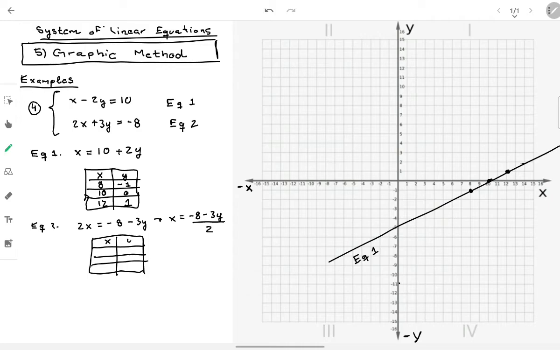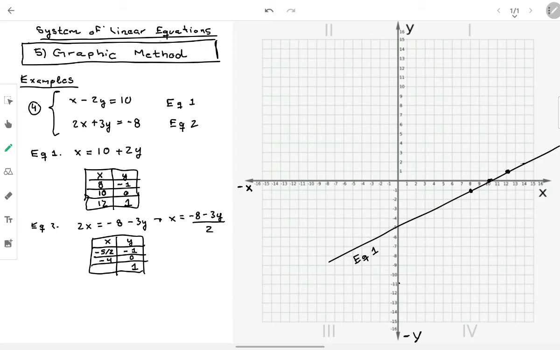So x, y. So let's see, when y has a value of minus 1, 0, and 1. When y has a value of minus 1, it's going to be minus 8 minus 3 multiplied by minus 1, it's going to be plus 3. Minus 8 plus 3, it's going to be minus 5. So here it's going to be minus 5 halves. What about the other one? It's going to be minus 8 minus 3 multiplied by 0. So it's going to be minus 8 divided by 2. It's going to be minus 4.